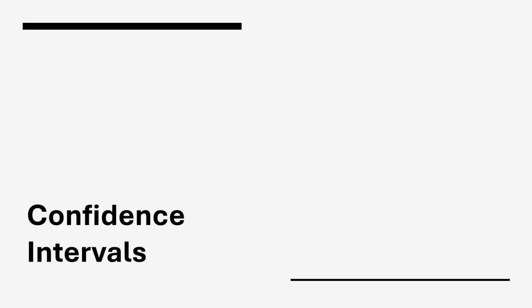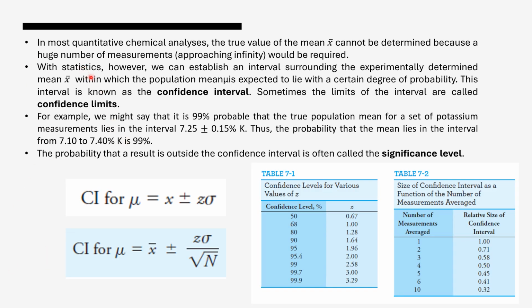Now let's go to the discussion of confidence interval. Take note that in most quantitative chemical analysis, the true value of the mean cannot be determined because a huge number of measurements would be required. Sometimes our time is just limited, so we cannot really read a lot of samples in order to give a good result. In this case, with statistics, we can establish the interval surrounding the experimentally determined mean within which the population mean is expected to lie with some degree of probability.